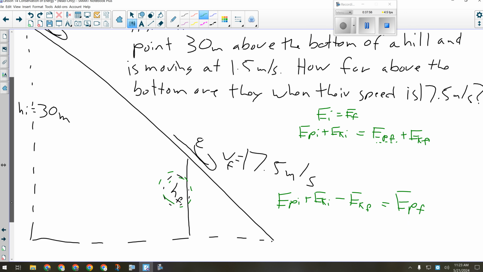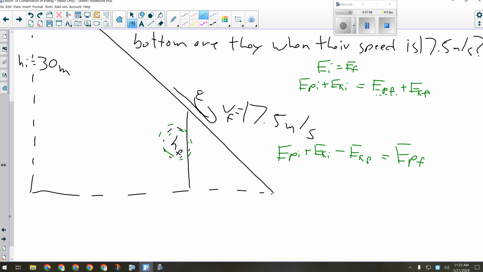All right, I'm looking for HF. HF's not even on the board yet. So now I have to put in all my formulas. Okay, potential energy, M times G times H initial, right? Kinetic energy, 1/2 mv initial squared. Final kinetic, 1/2 mv final squared. Equals M times G times H final.